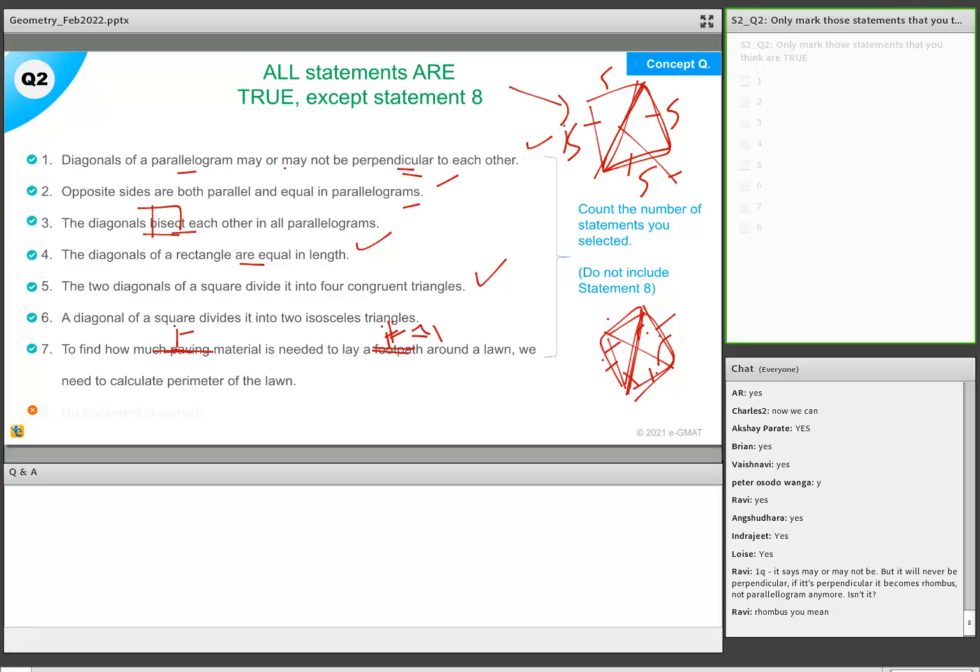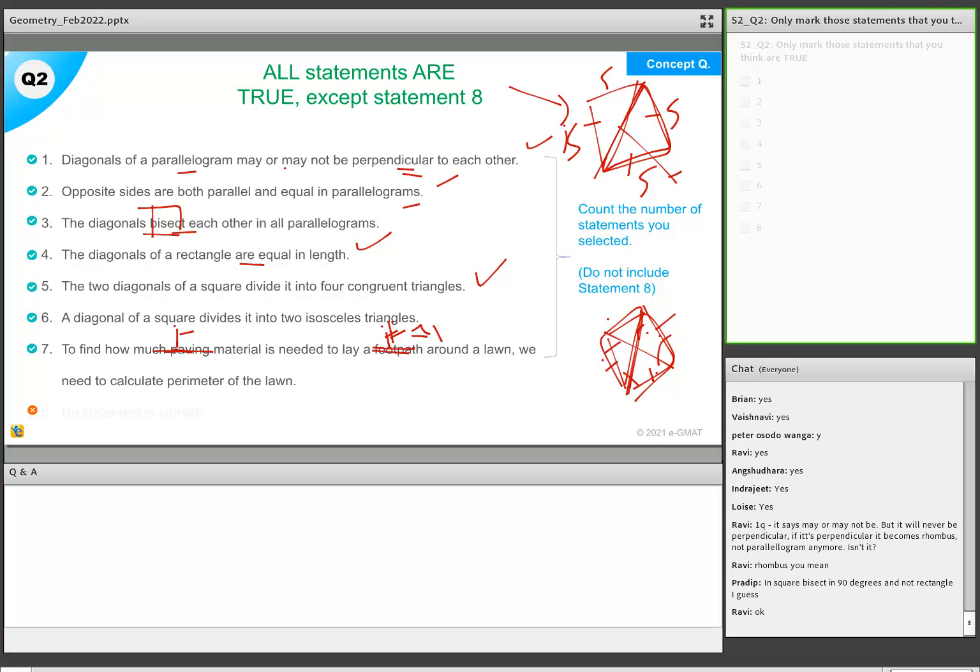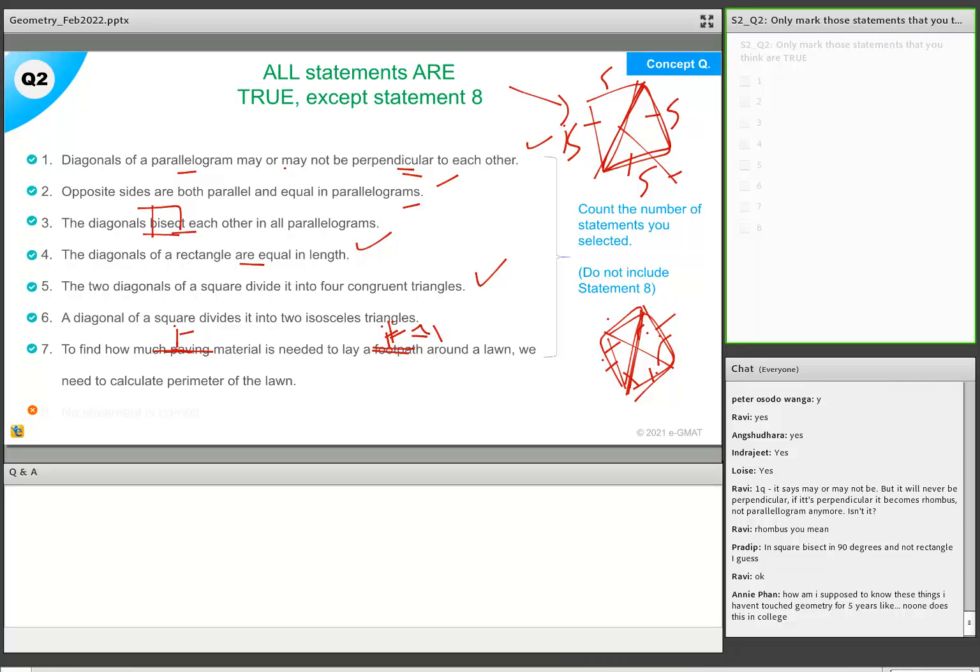Even for rhombus, technically, yes, you're right, rhombus also has a 90 degrees aspect. It's just that each and every side is the same, but the bisection of the diagonals happens at 90 degrees. The intersection happens at 90 degrees. Clear? Square and rhombus, they bisect at 90 degrees.